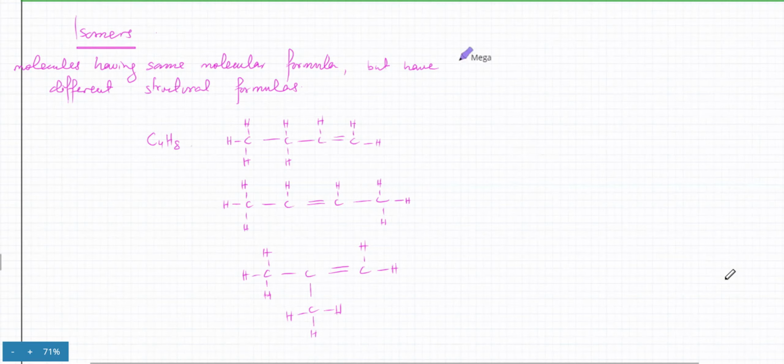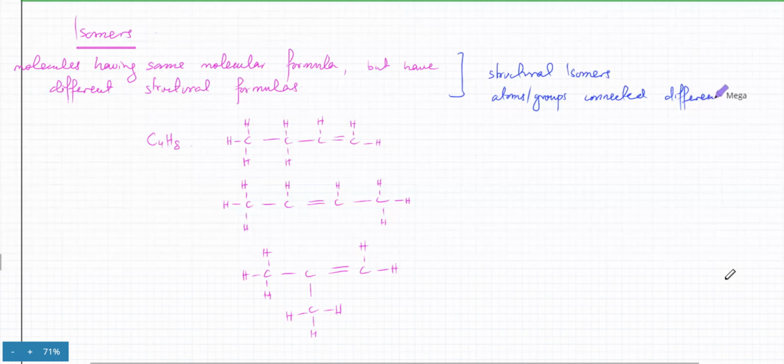Okay, what's a structural isomer? Okay, they're going to have atoms, groups, going to be connected differently. Okay, they're going to have different connections, and that's what's happening over here. So these are isomers. These are structural isomers.